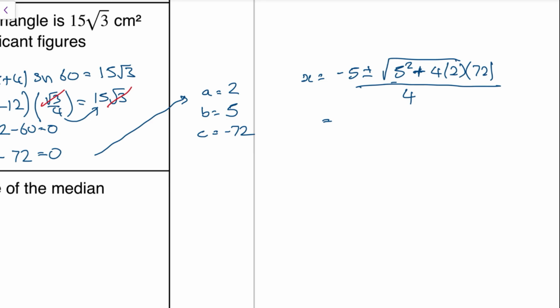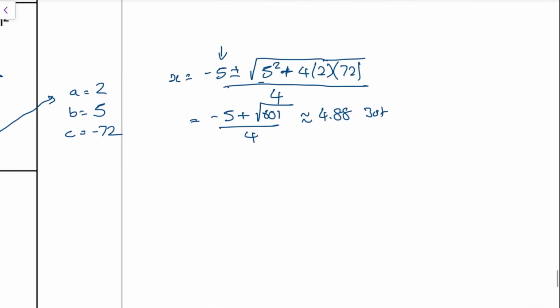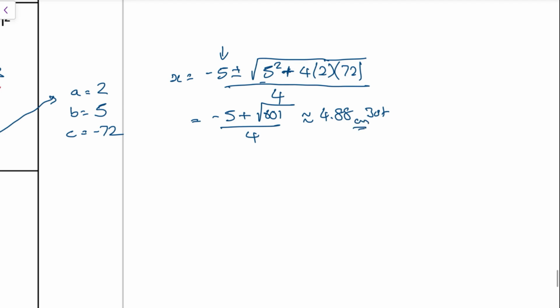Now, let's work out the square root first. So 25 plus 4 times 2 times 72 is 601. And importantly, 601 is much bigger than 5. So therefore, I must use the add, because I can't have a negative number. So I'm going to do minus 5 plus the square root of 601, divide all that by 4, and that's going to give me approximately 4.8836. And what am I measuring? I'm measuring centimeters. So 4.88 centimeters.